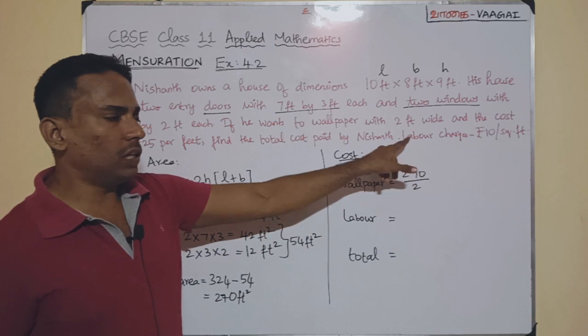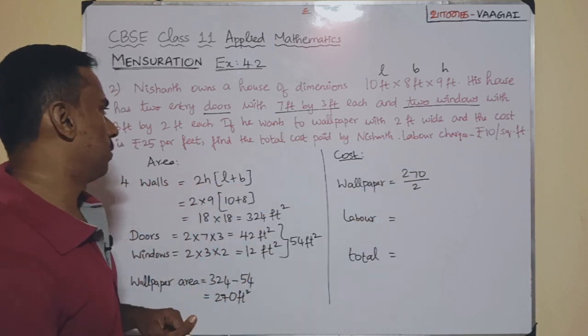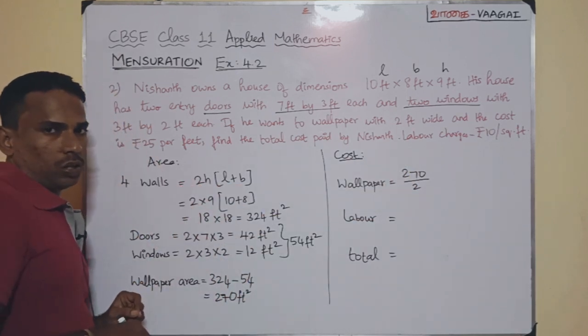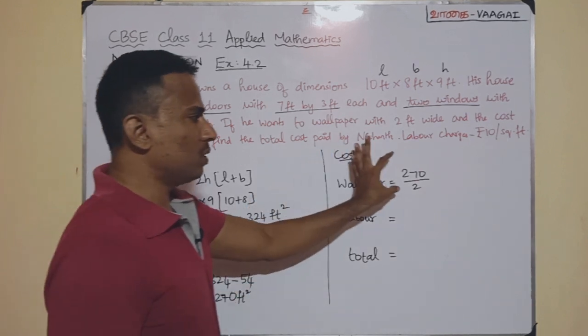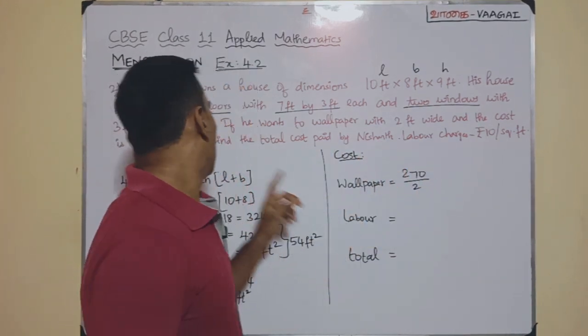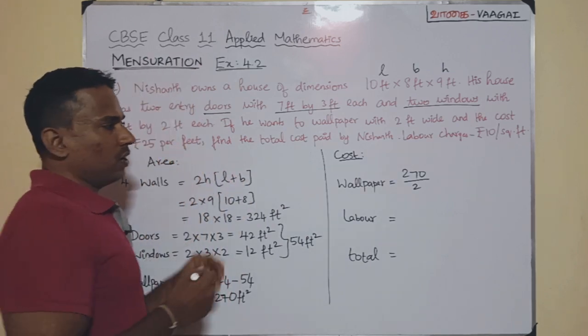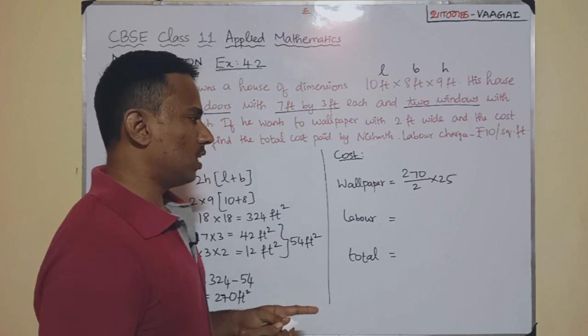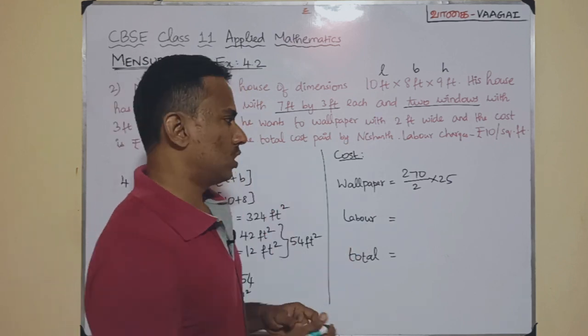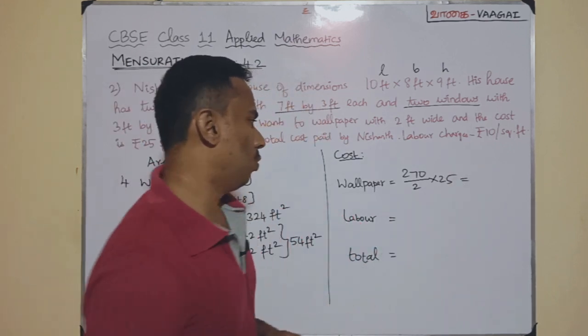Now this is going to be the length we need to perform the wallpaper work. And what about the cost for this? Cost is going to be rupees 25 per feet. Now this much feet is what we require, and here the cost is 25 per square feet. So now multiply this by 25. So 270 by 2 into 25. So let's try to work this out.